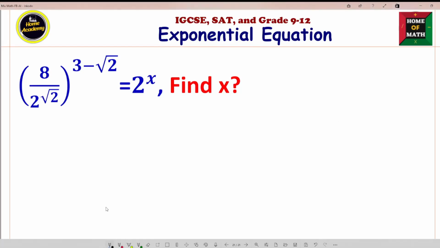Exponential equation. Today's question: (8 divided by 2 to the power root 2) whole to the power 3 minus root 2 equals 2 to the power x. Find x. So first, in these kinds of exponential equations, we have to find a common base.